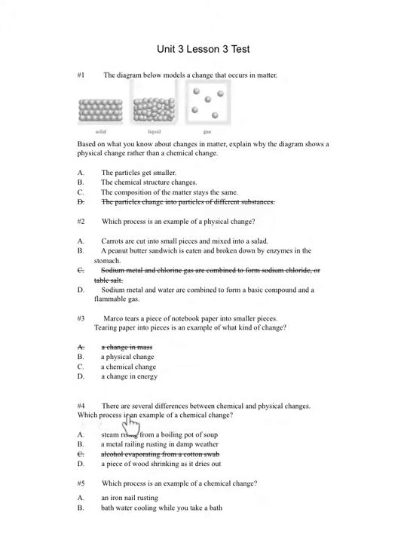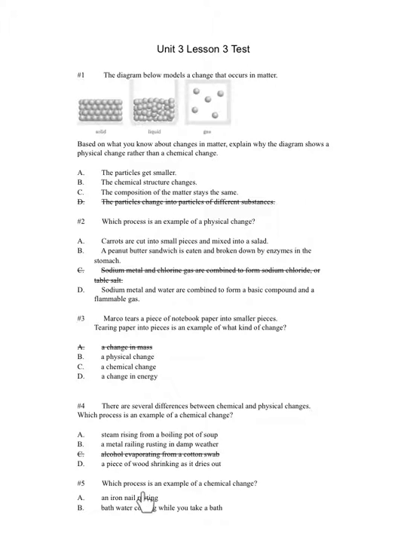Number 4. There are several differences between chemical and physical changes. Which process is an example of a chemical change? A. Steam rising from a boiling pot of soup. B. Metal railing rusting in damp weather. C. Alcohol evaporating from a cotton swab. D. A piece of wood shrinking as it dries out.